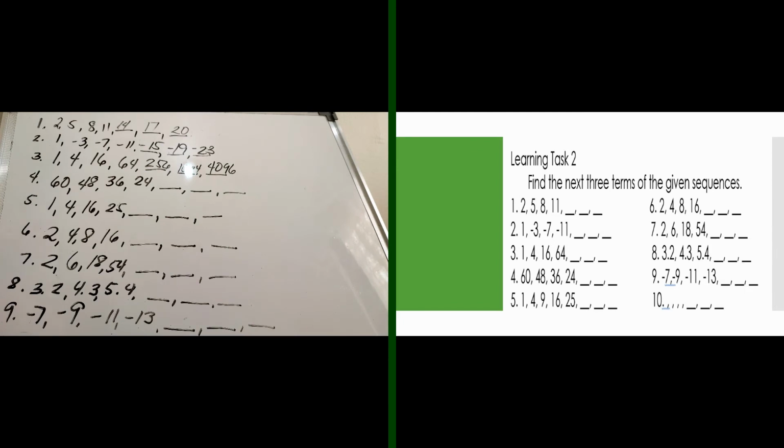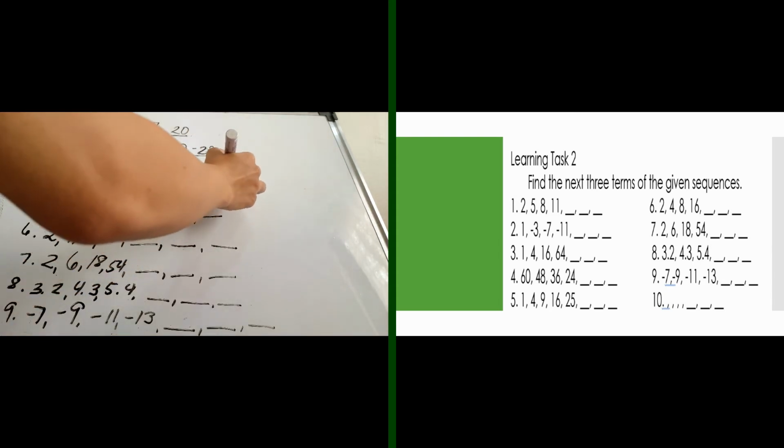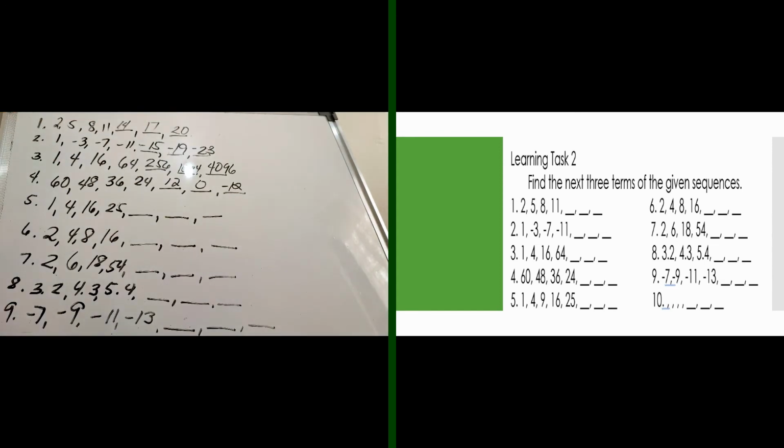Okay, so let's have number 4. So we have 60, 48, 36, 24. This is in decreasing order. So it is a matter of whether we're going to subtract or divide. So in here, 48 minus 60 gives us negative 12. 36 minus 48, so we have negative 12. So in here, we're just going to deduct 12. So 24 minus 12 is 12. Minus 12 is 0. Minus 12 is negative 12. Now let's have number 5. We have 1, 4.